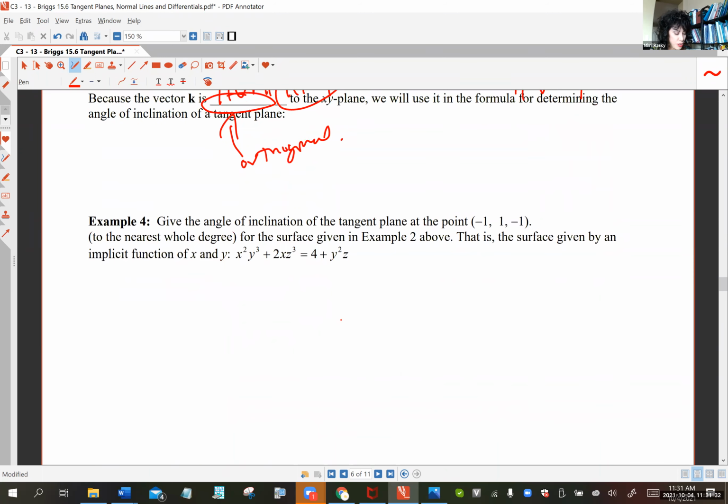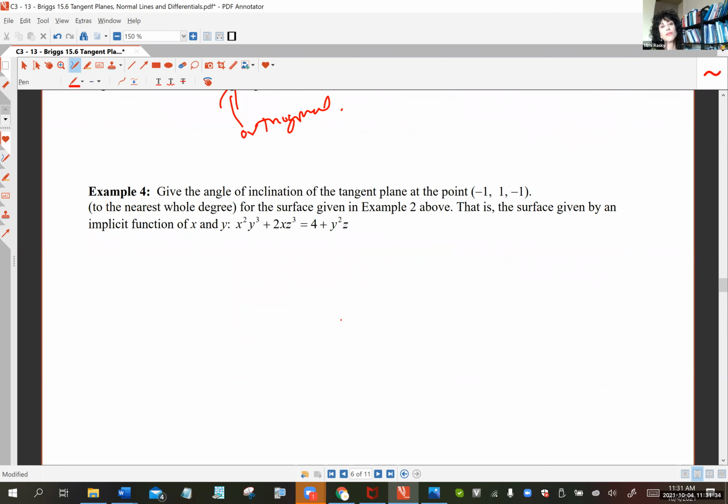Okay. So let's do an example where we find the angle of inclination of a tangent plane to a surface. We'll do the same for example 2 above. Remember example 2, this was the implicit function of x and y that we did. And we got everything on one side and 0 on the other. I don't want to do the whole problem all over again. But after we got everything on one side and 0 on the other, I think we got, well, what did we get?